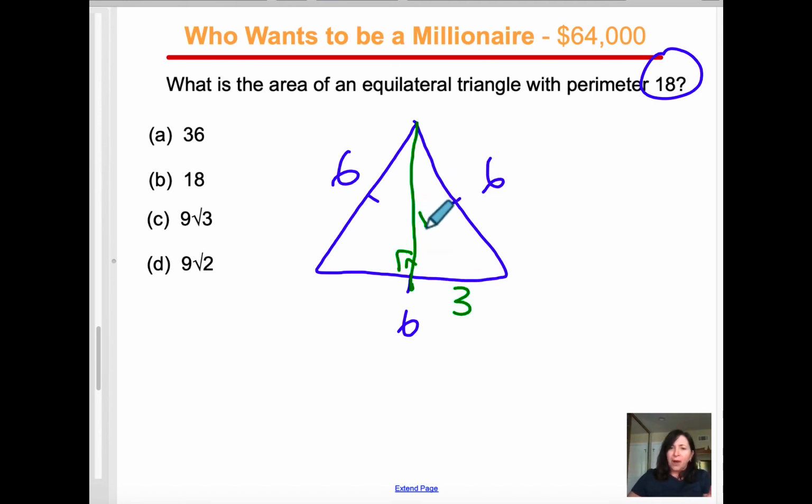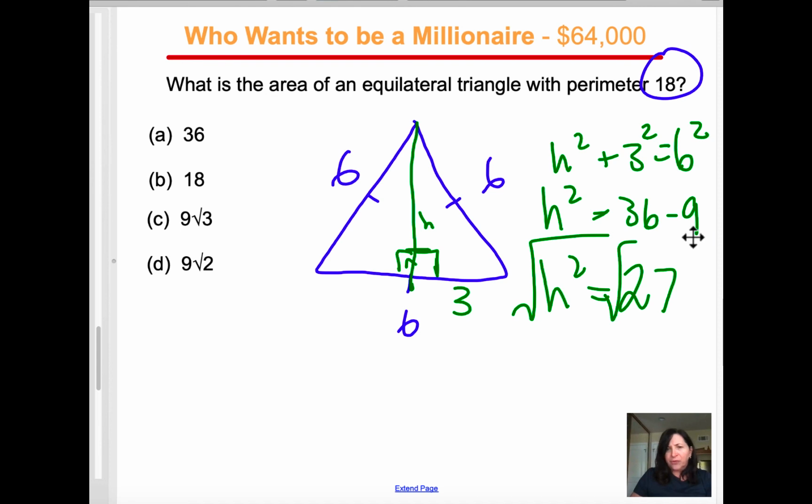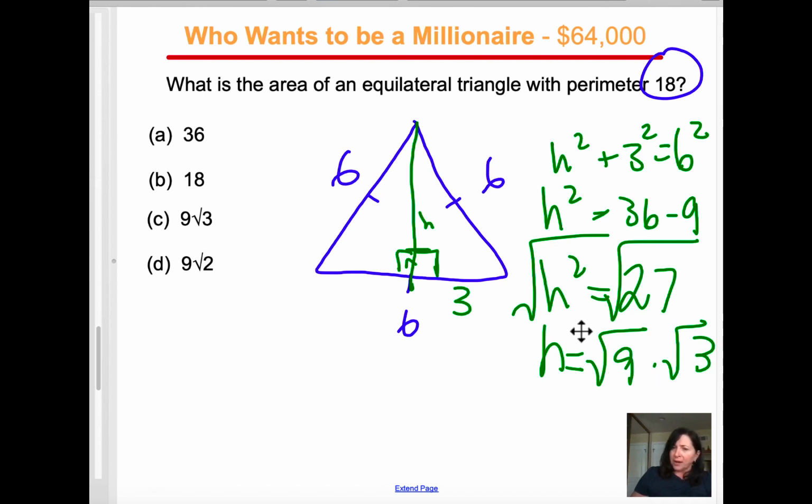So if I wanted to find my actual height, I can go height squared plus 3 squared is equal to the hypotenuse squared. So the height squared is equal to 36 minus 9. 36 minus 9 is going to be what? 27 is equal to h squared. And then I'm going to square root both sides to get h by itself. So we're going to have the square root of 9 times the square root of 3. Square root of 9 is 3. So my height is 3 root 3.